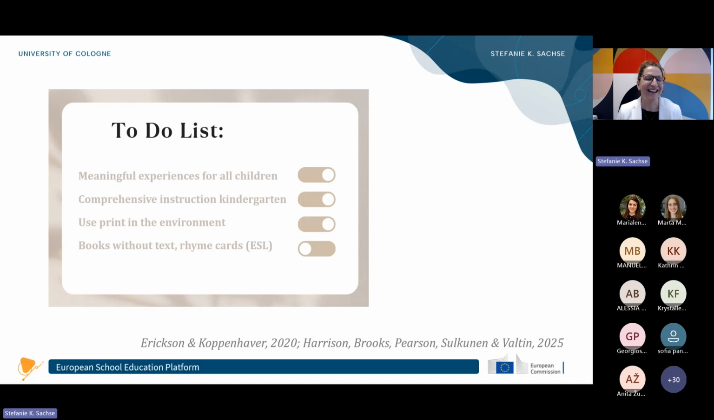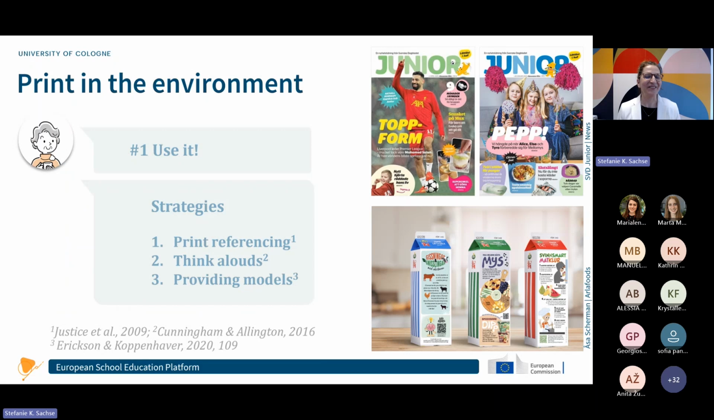A couple of ideas, because it's important when we teach at the university not to stop here where we say, please do this, please do that. We have to really have a focus on how to do it. So I want to dive in a bit. How can we do it? Use the print in the environment was one of the tips. So some strategies are: show the children where you read, especially the young children. Use the finger, print referencing, if you read something that is in the environment.